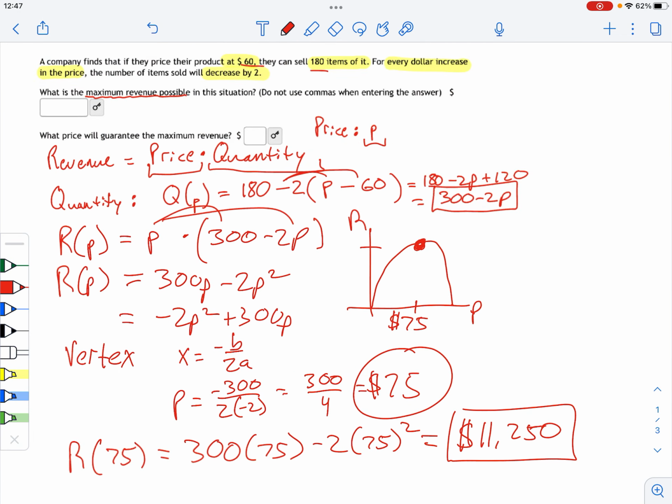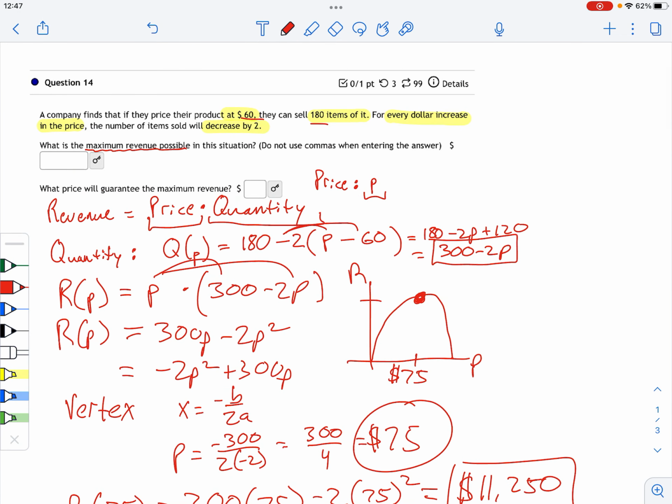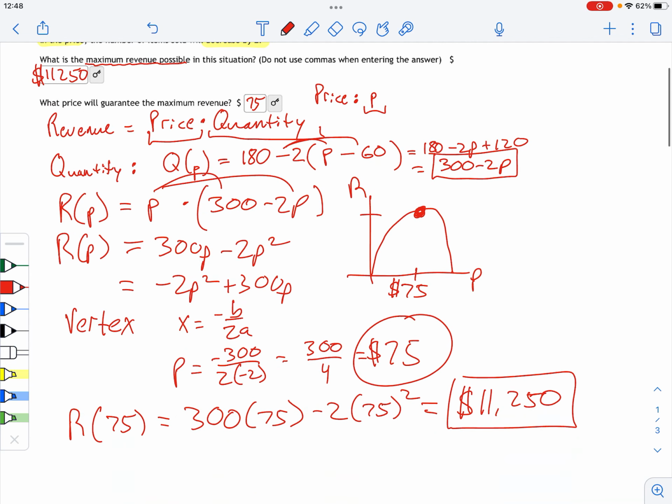So what does that mean? The question is, what is the maximum revenue possible? Well, our maximum revenue was $11,250. And what price will guarantee that? It was $75. All right, so that's how that problem works.